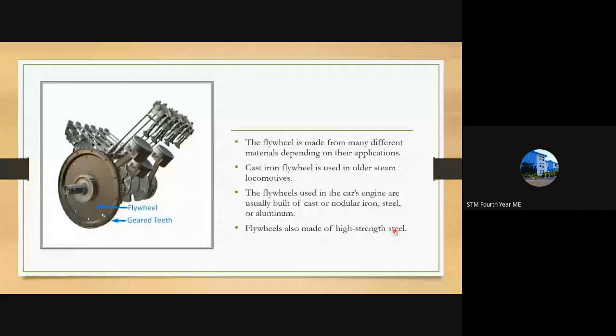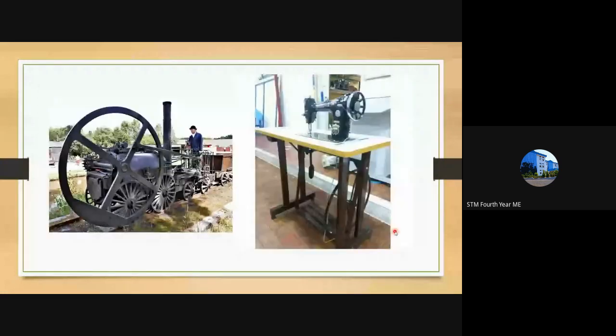A common example of a flywheel is, so you can see the old steam powered flywheel. This is a big flywheel, and the connecting rod is connected. There is a link between them. This is the flywheel. Then another common example is a sewing machine. In a tailoring shop, you can see a sewing machine. This is the flywheel.